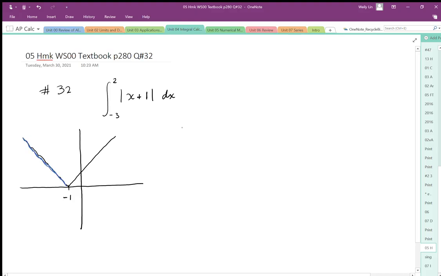And so we're going to integrate that from -3 to -1, where -1 is the boundary of this absolute value function. And since it's the negative version, we're going to integrate -x minus 1. And we also have to then integrate from -1 to get the positive version of that. Okay, so that's going to be at +2. And so that's going to be this area here. So that integral is going to be from -1 to +2 of the positive version of the absolute value function.